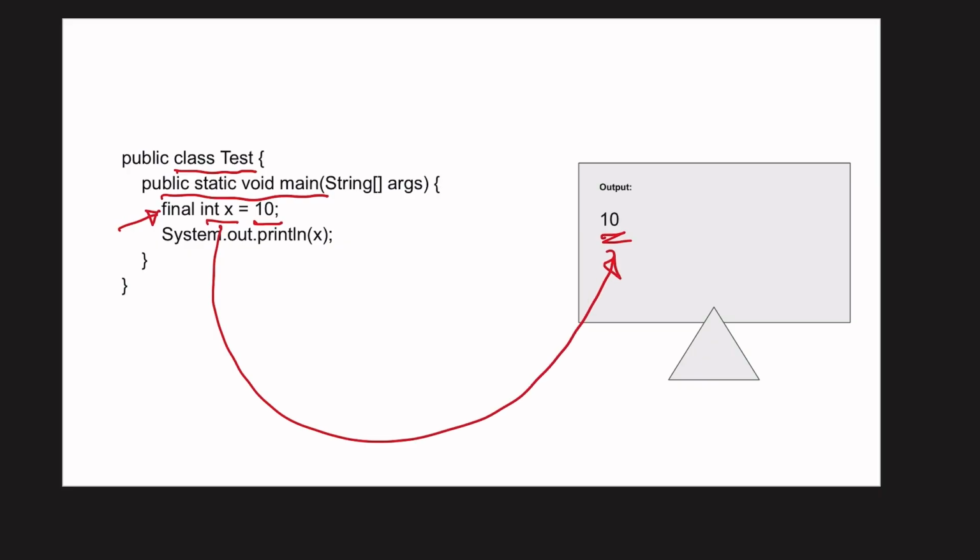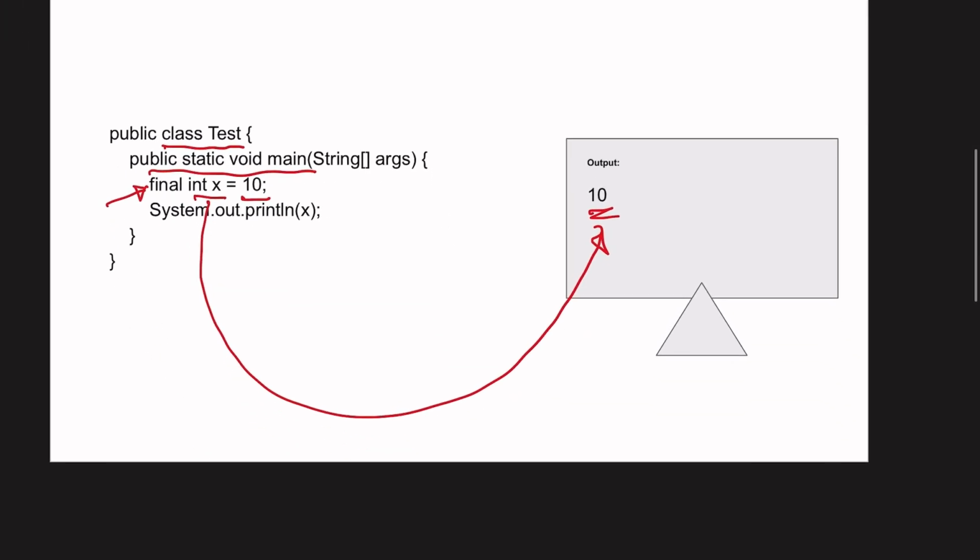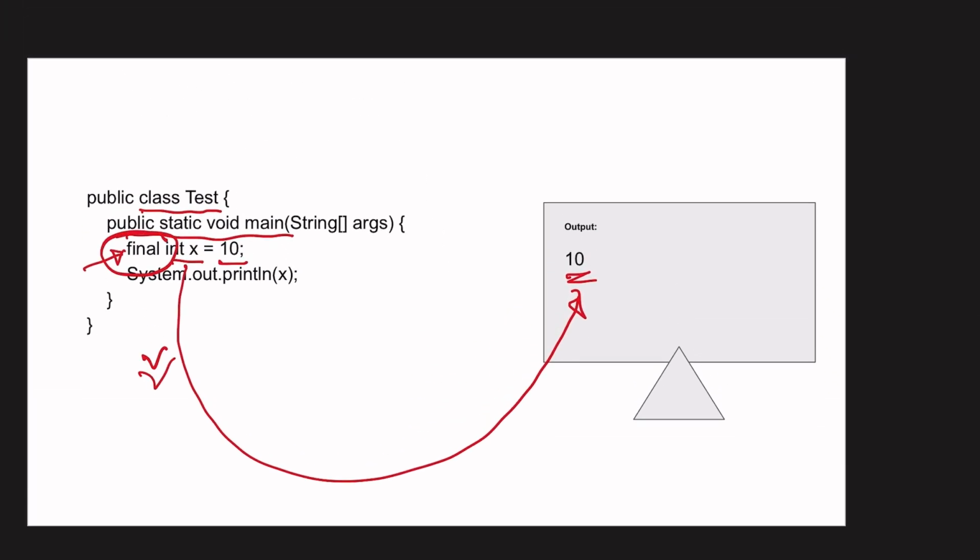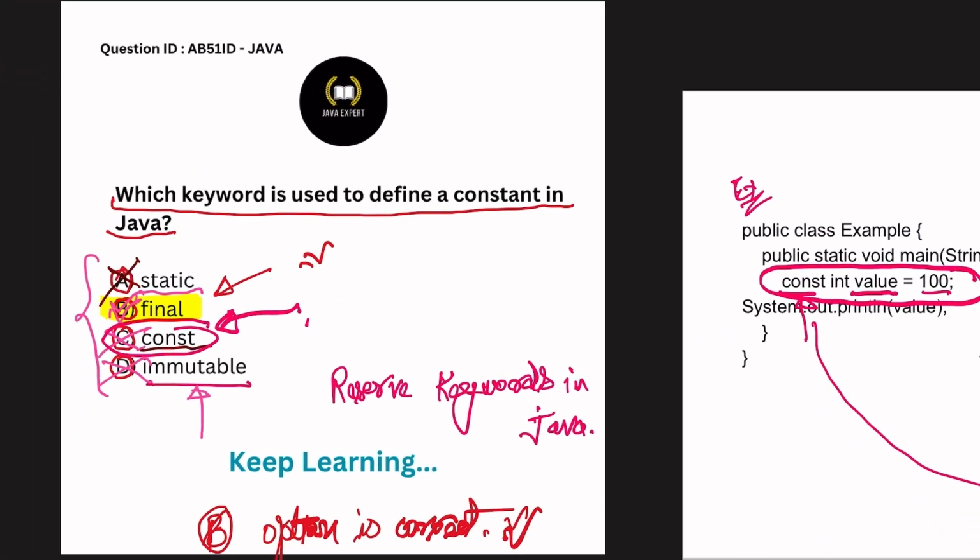In Java, the final keyword is used to declare constants. Once a variable is declared as final, its value cannot be changed after initialization. So that is why final is the correct option for this question. Final is the correct option.